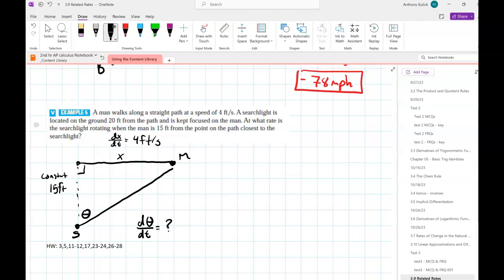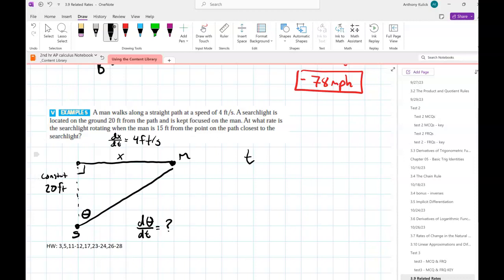Pierce, what's up? Wait, how labeling the opposite... why isn't it? Oh, sorry, that is 20. Thank you. We misread the problem. X is 15 after we've taken the derivative. Not before, though, because that's at some specific point, right? X is changing with time. At time t, it's 15, and we're looking for the rate at which the thing is spinning at time t.